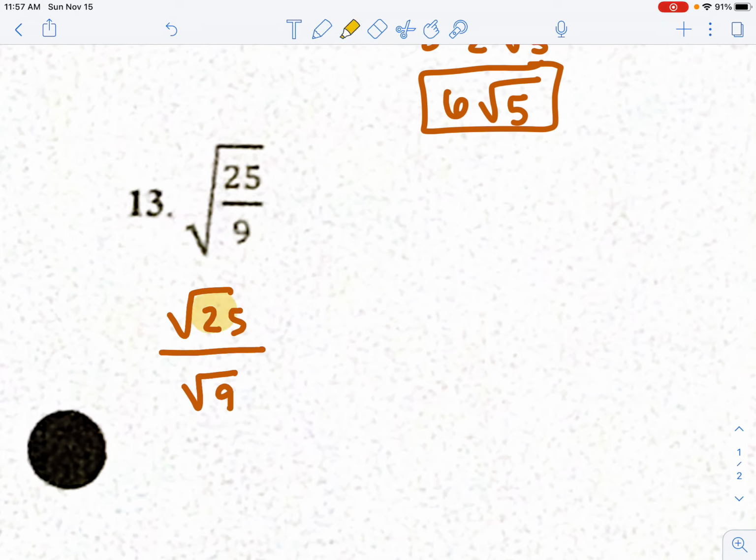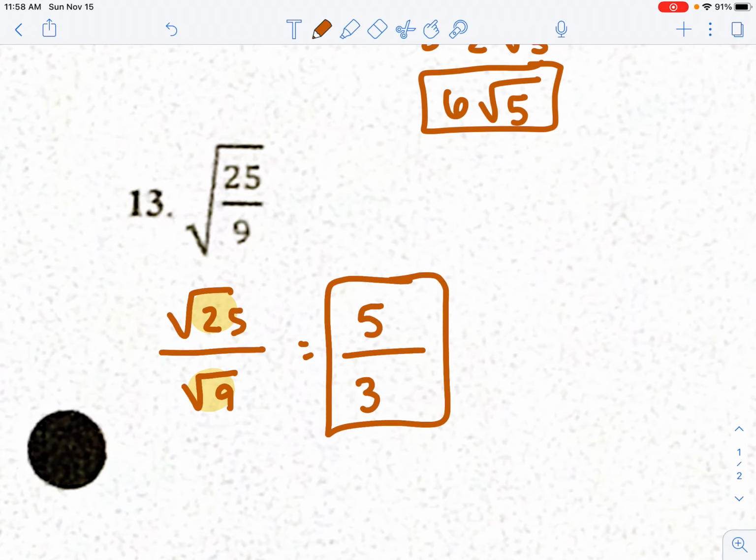So let's see if we can simplify these. The square root of 25, that's a perfect square. The square root of 25 is just 5. The square root of 9, also a perfect square, is just 3. So my answer would just be 5/3.